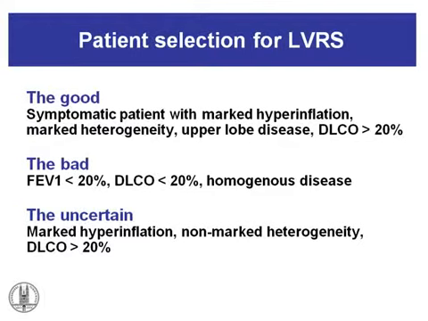And then there is an uncertain group, and among those you can select patients who profit as well from LVRS. They must be markedly hyperinflated. They don't need to have a clear heterogeneity, but the CO diffusion capacity, and this is very important, must be above 20%. Thank you very much.